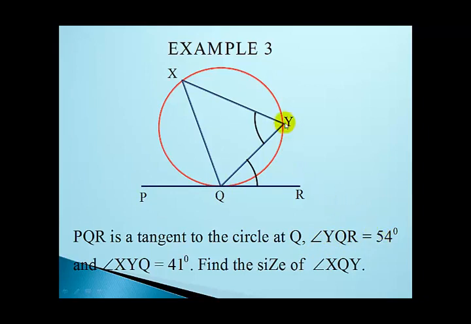Angle YQR is equal to 54 degrees. That's the angle at Q, equals 54 degrees. And angle XYQ is equal to 41 degrees. That's this angle. Now find the size of angle XQY. So we have angle XQY, that we are supposed to find, the angle at Q. Now let's see how we can solve this problem.